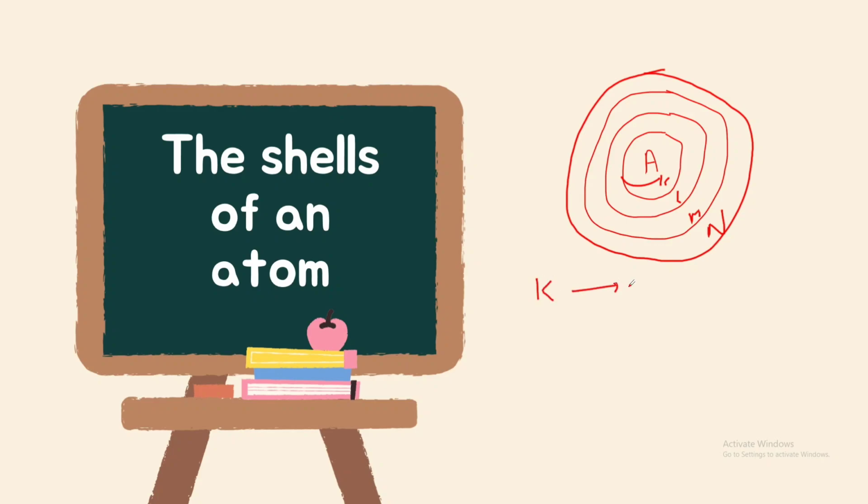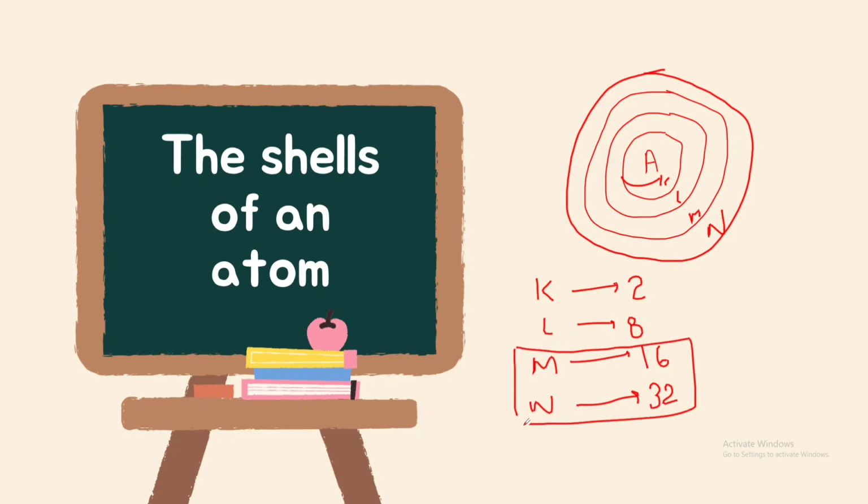Now we know that in the K shell the maximum number of electrons can only be 2, in the L shell it can only be 8, in the M shell it will be 18, and in the N shell it will be 32. So the maximum number of electrons in each of these shells is written here. Now one thing to note is that whenever we write electronic configuration, we will always take the maximum number of electrons for the M and N shell also to be 8.